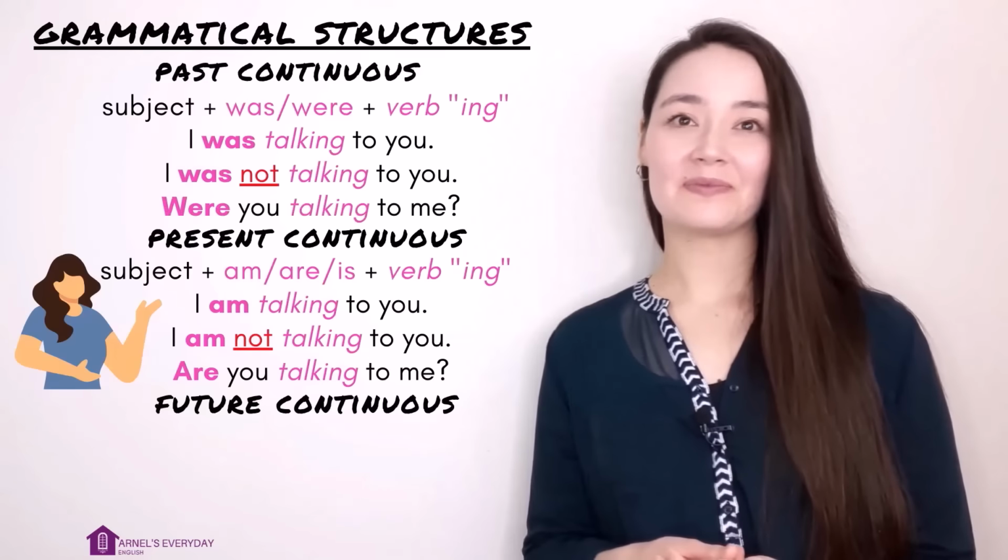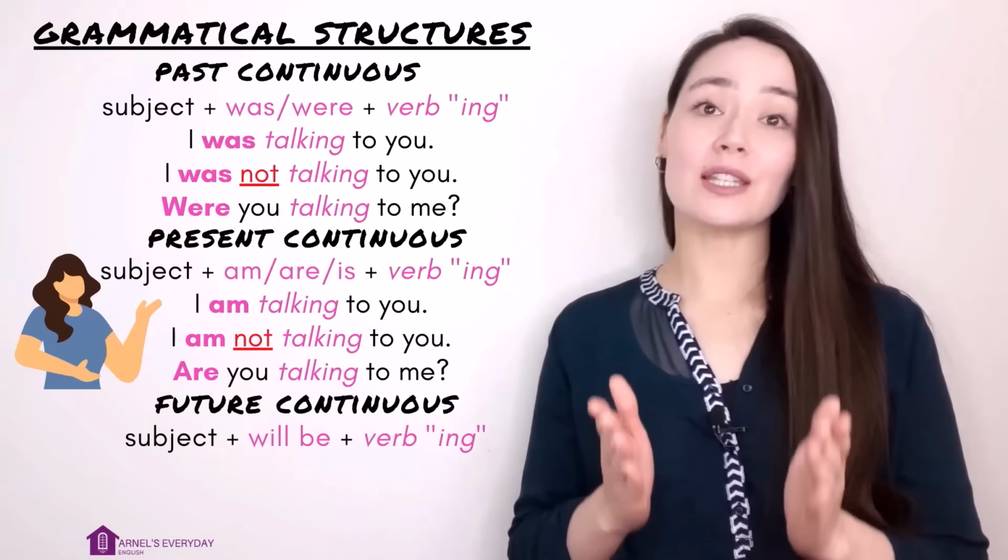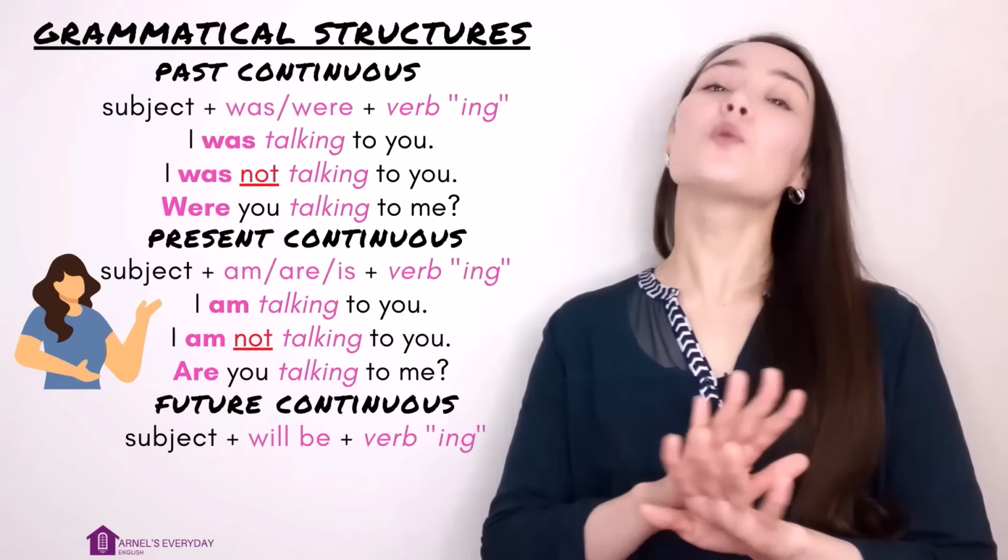Future continuous. Subject, will be plus verb ing. The good news is we use will be for all subjects. I will be talking to you. Negative, I will not be talking to you. Question, will you be talking to me? During this lesson, I will keep all of the grammatical structures highlighted for you. Okay, so we have the grammatical structures.